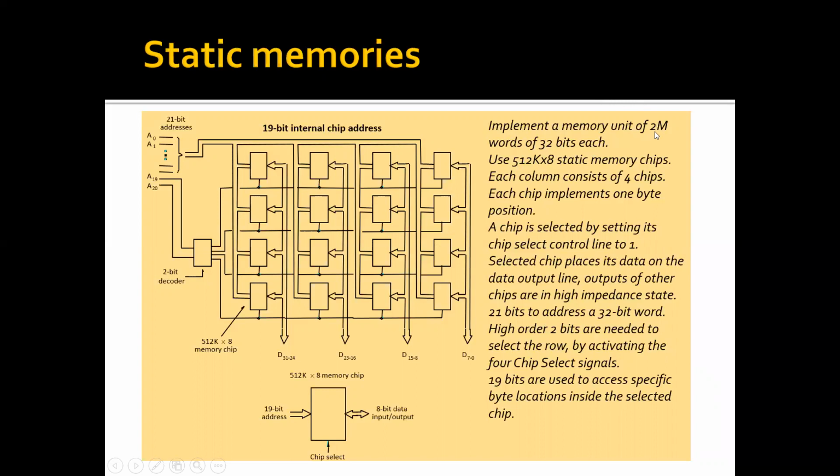So 2 to the power 1 into 2 to the power 20 is 2 to the power 21. 512 is 2 to the power 9, and K is kilo, 2 to the power 10. So 2 to the power 19. 2 to the power 21 divided by 2 to the power 19 gives you 4. So this is the number of rows that will be there. And 32 bits, 32 by 8 gives you 4. That gives you the number of columns. So 4 rows and 4 columns. So we have arranged it in this format, 4 rows and 4 columns.